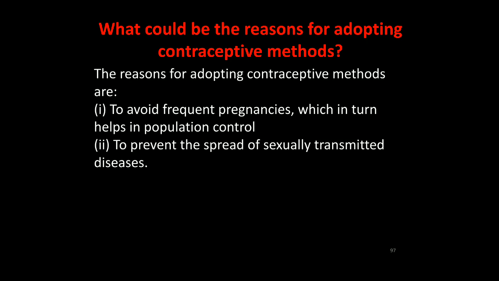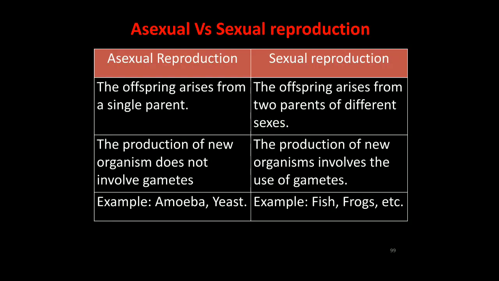What could be the reason for adopting contraceptive methods? The reasons for adopting contraceptive methods are to avoid frequent pregnancy, which in turn helps in population control, and to prevent the spread of sexually transmitted diseases. Other questions, let's go for some MCQs.